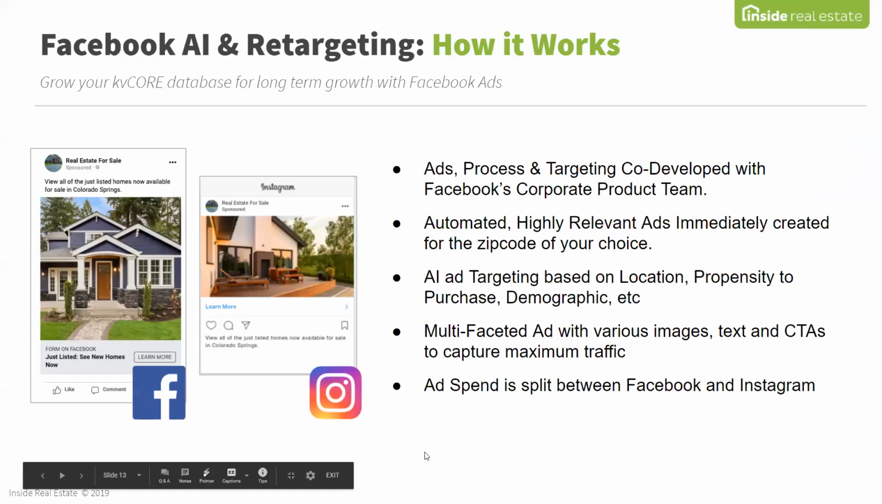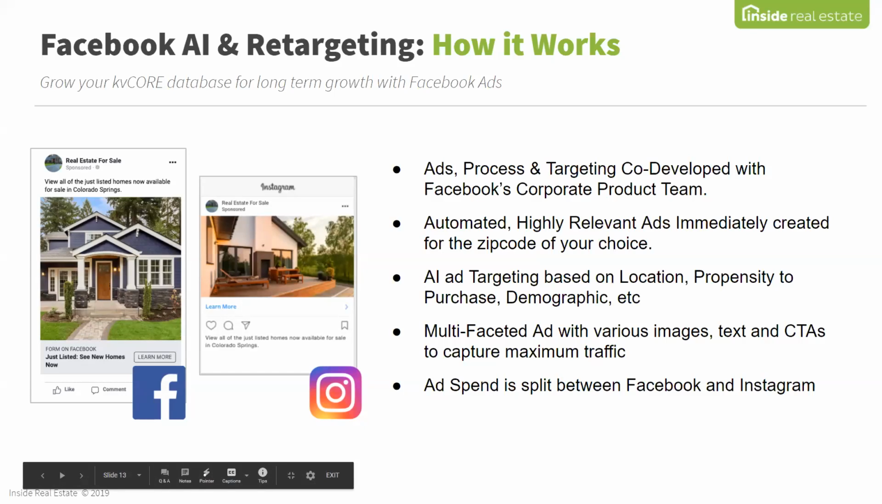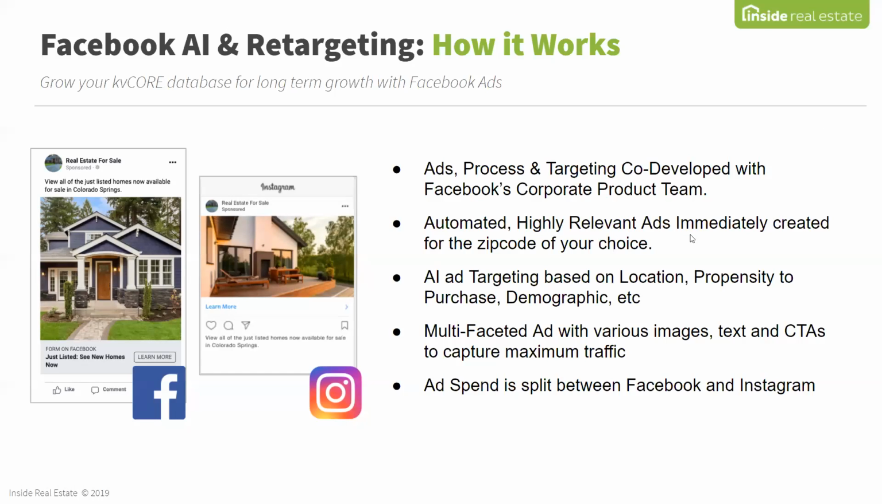On the next slide, these are some examples I wanted to remind you of from early on in the presentation. These are a couple of examples of a Facebook and an Instagram ad that come into this category. You'll see them running with a generic listing type photo with a call to action to see new homes that are listed, learn more. These are developed in conjunction with Facebook and with our partners to make sure we're getting the best quality ad out there. Like I said, they're always automated and highly relevant. They're immediately created based on the zip code, the location of your choice, is what that should say. This is an old slide.